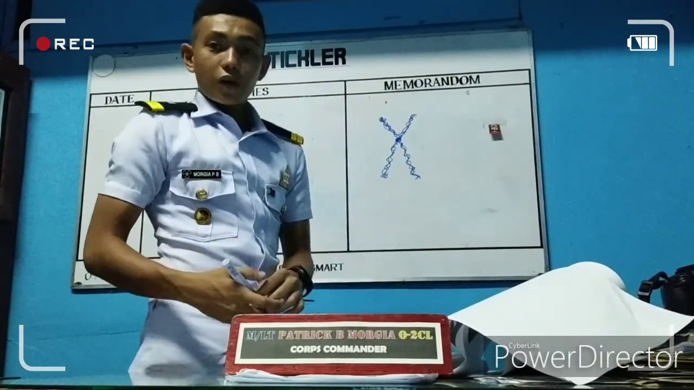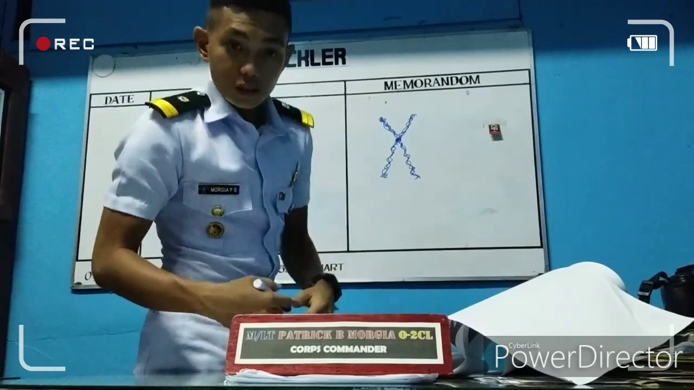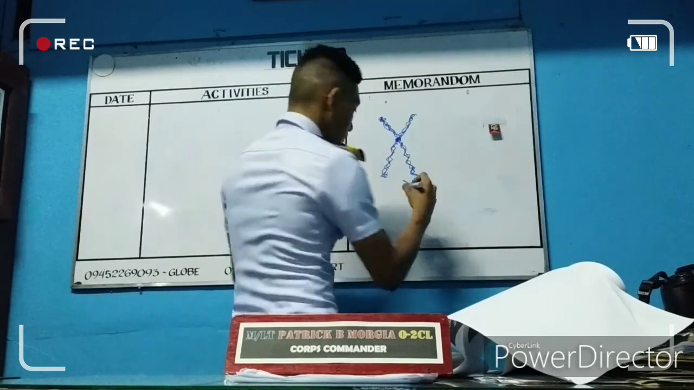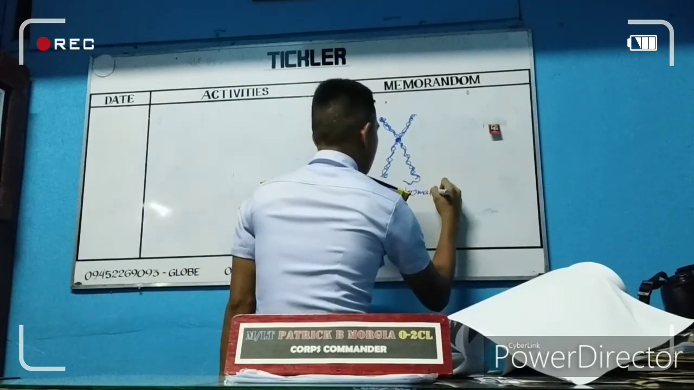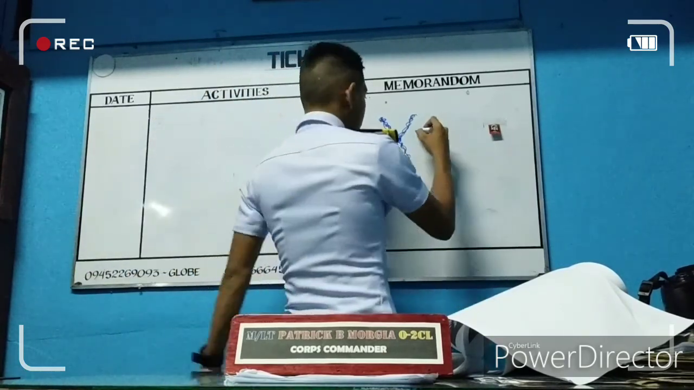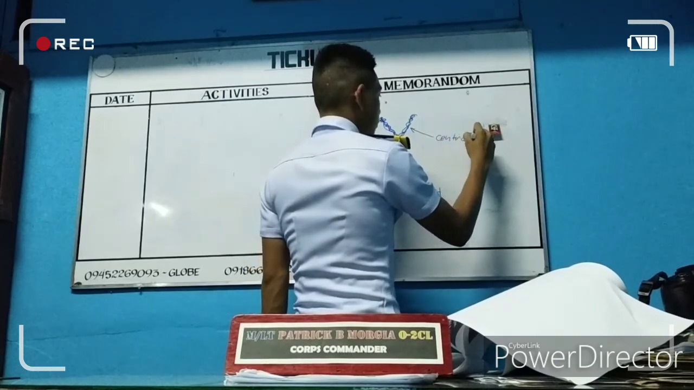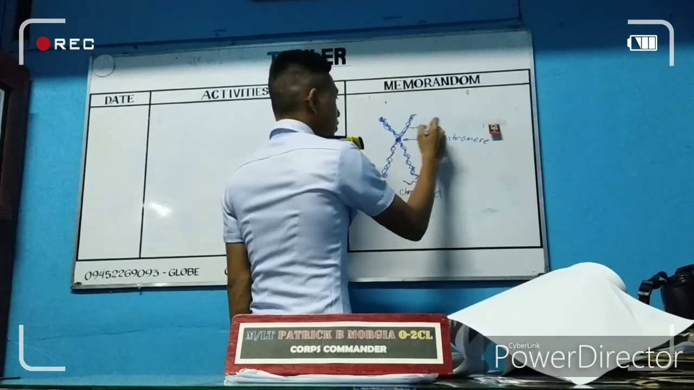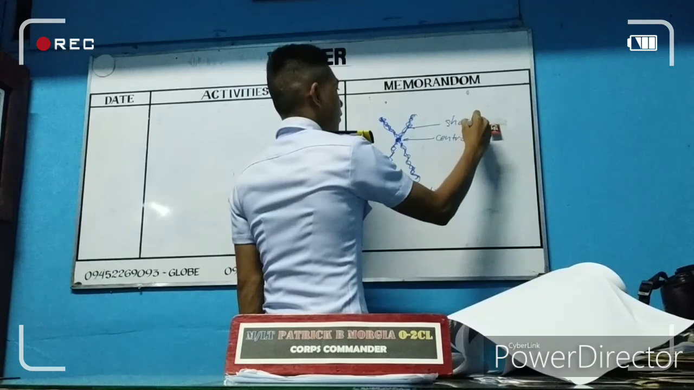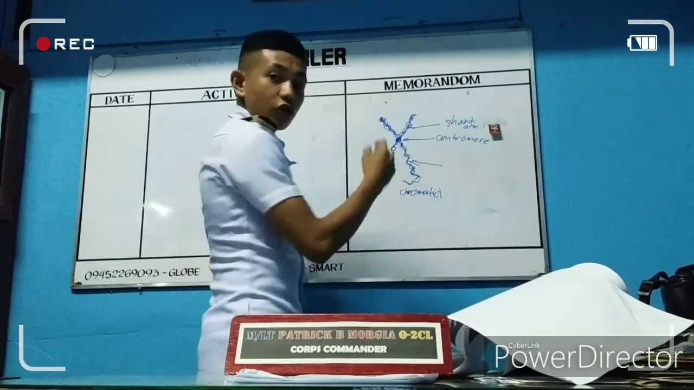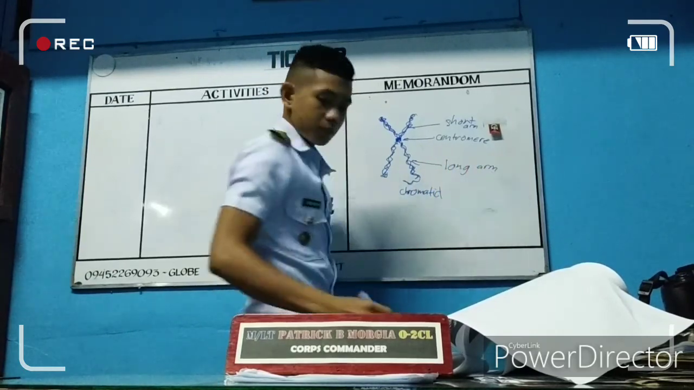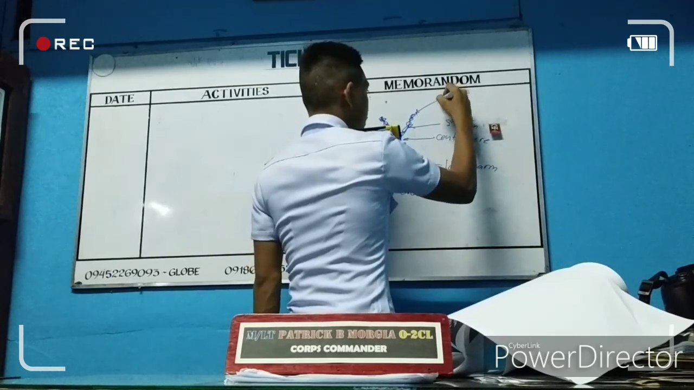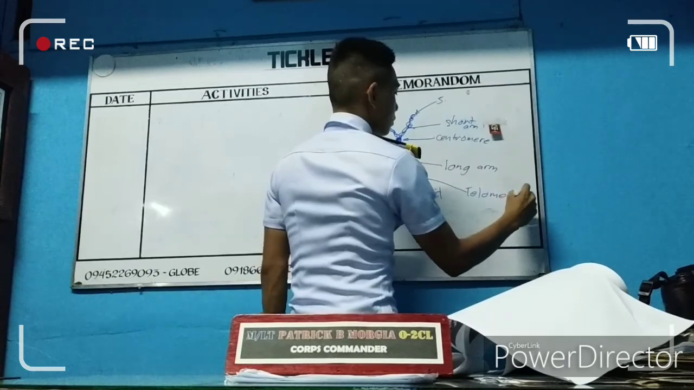So, here are the five parts of a chromosome. First is the chromatid. This is the chromatid. The second is the centromere. This is the centromere. Third, the short arm. And this is the long arm. And the fifth, the telomeres. The telomeres are at the ends.